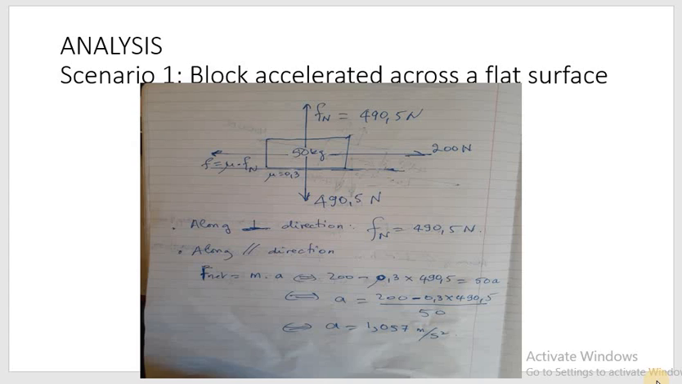So when we solve for the equilibrium along the normal direction, we find that the normal reaction Fn is equal to the weight, which is 490.5 Newton. If we solve in the horizontal direction, we find that the net force, which is the 200 minus the frictional force, must be equal to mass times acceleration, Newton's second law. By resolving it and substituting the Fn into mu, we find that the acceleration is 1.057 meters per second squared.